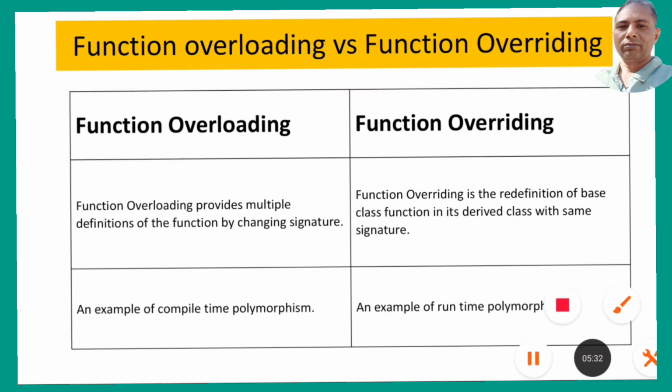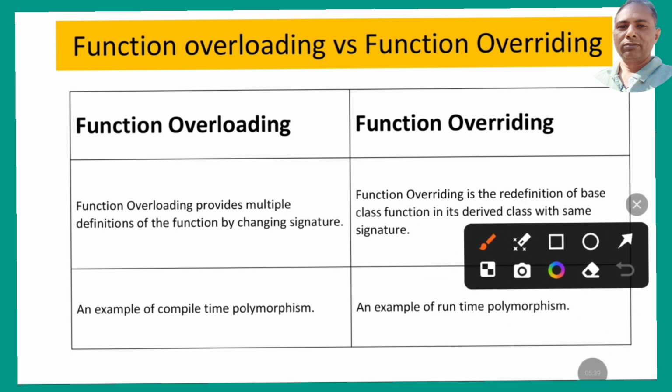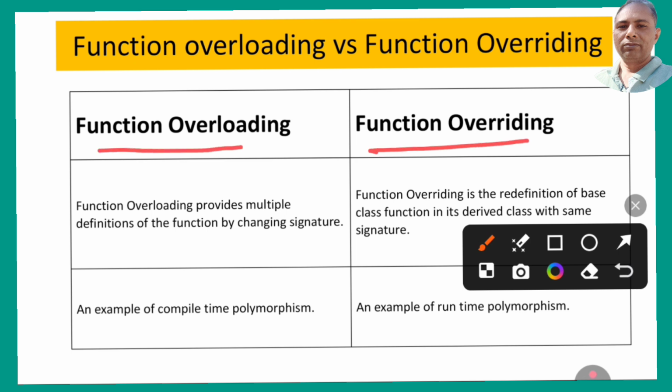Now we can see the differences. In the previous lecture you have seen function overloading also. So what is the basic difference between function overriding and function overloading? In function overloading, there are multiple definitions of the function with a changed signature, meaning we have different return types and different parameters.